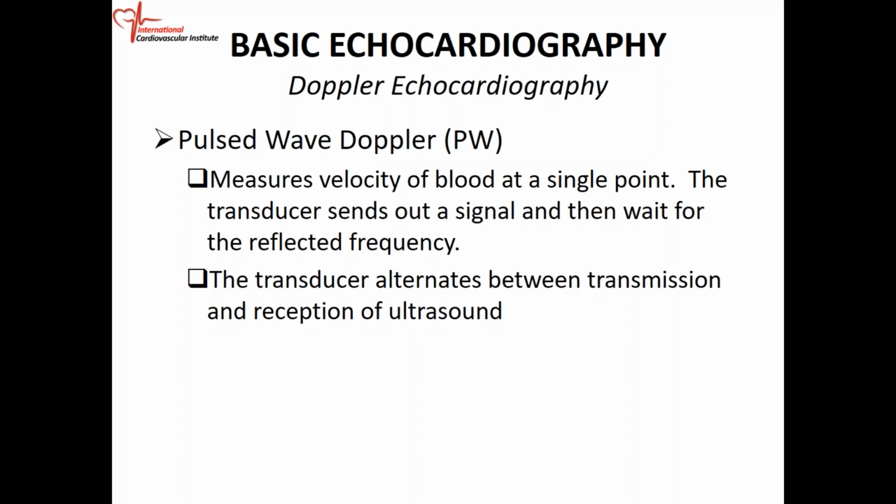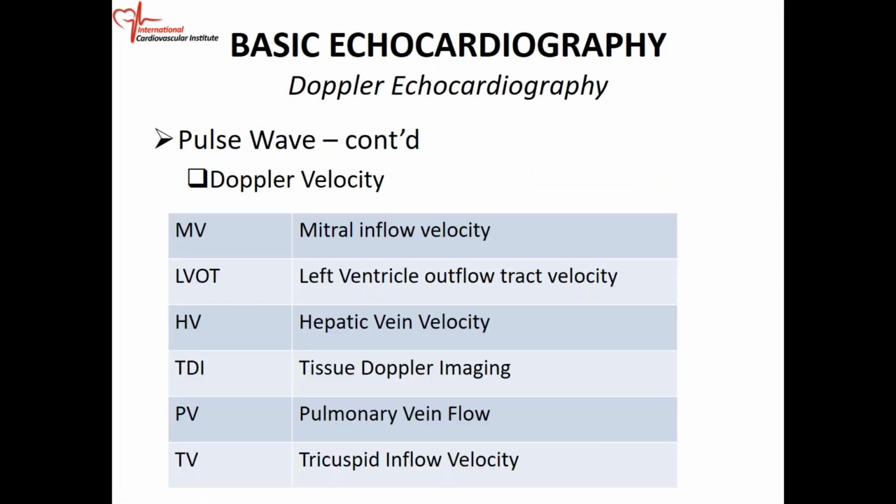By doing that, it can only measure low velocities. Because it's sending out an impulse and then waiting for that reflected wave to come back, and then it tabulates the frequency. So the same transducer alternates between transmission and reception of the ultrasound. Pulse wave Doppler can only measure low velocity flow or low velocity movements.